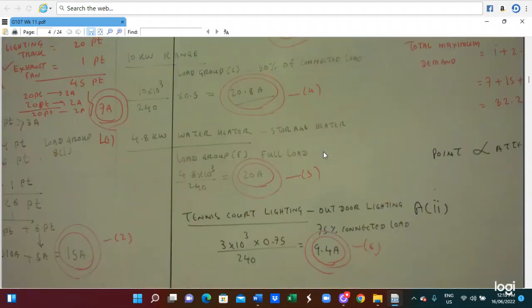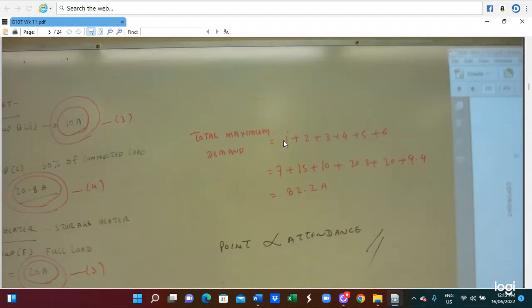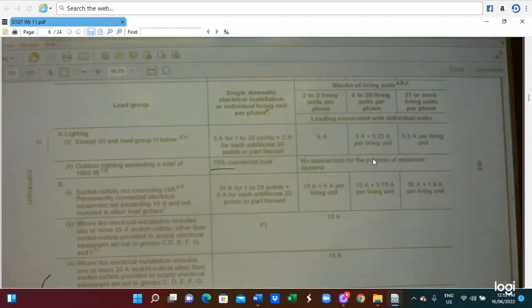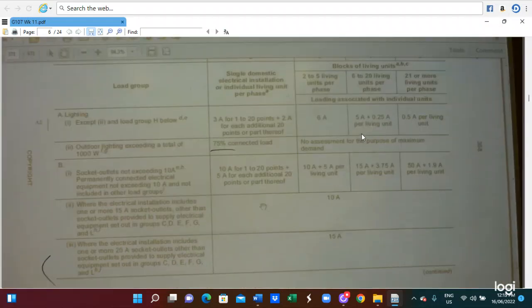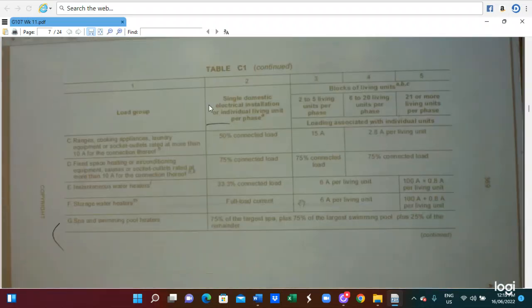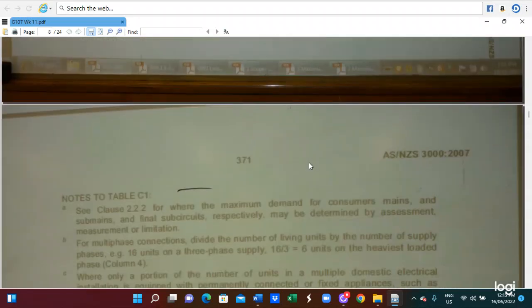Those results we combine together. So for the maximum demand, we add everything, and you get 82.2 ampere. So this is the way we calculate the maximum demand. Those are the reference tables. We apply table C1, where you can see load groups C, D, E, F. Those tables we have to refer to.